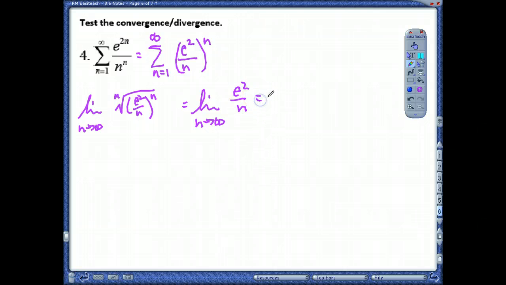e squared is a bigger number than 1, but the same rules apply. Your bottom is getting very, very big, so that e squared isn't going to be able to hold on. That is going to go to 0, which is less than 1. So therefore, our series converges.